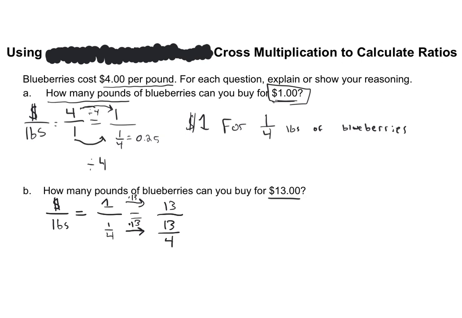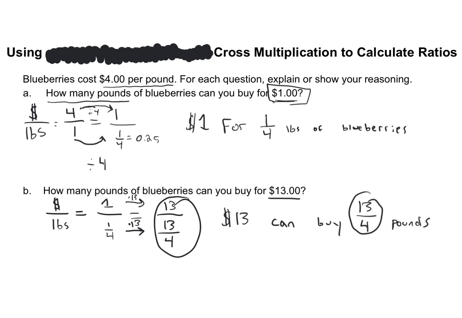13/4. So what this ratio right here means is $13 can buy 13/4 of a pound of blueberries. If you put 13/4 into your calculator, that is 13 divided by 4. And what you're going to get is 3.25, which means you can buy 3 pounds and another 1/4 pound of blueberries. Go ahead and try the example.